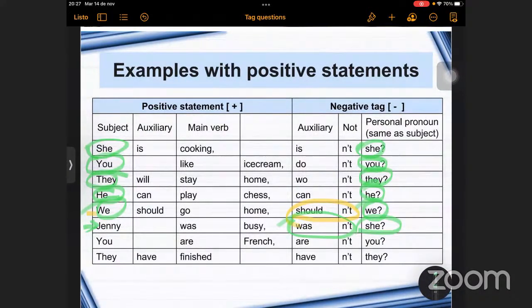You are French, aren't you? They have finished, haven't they? Okay. So, questions, guys?